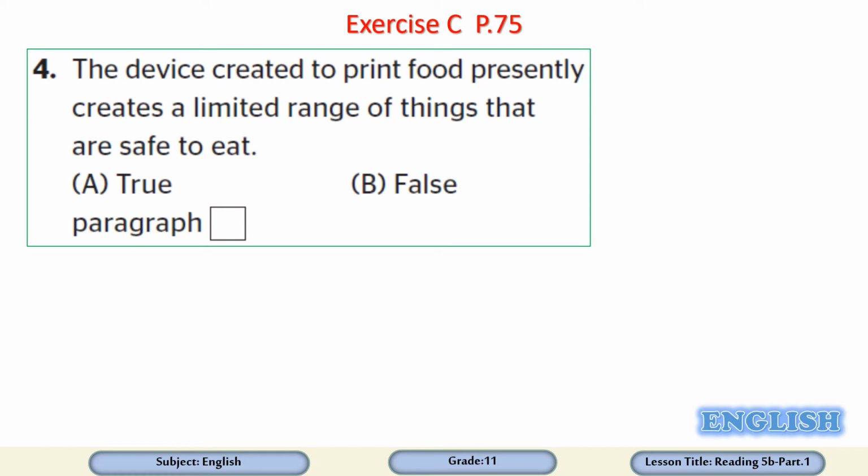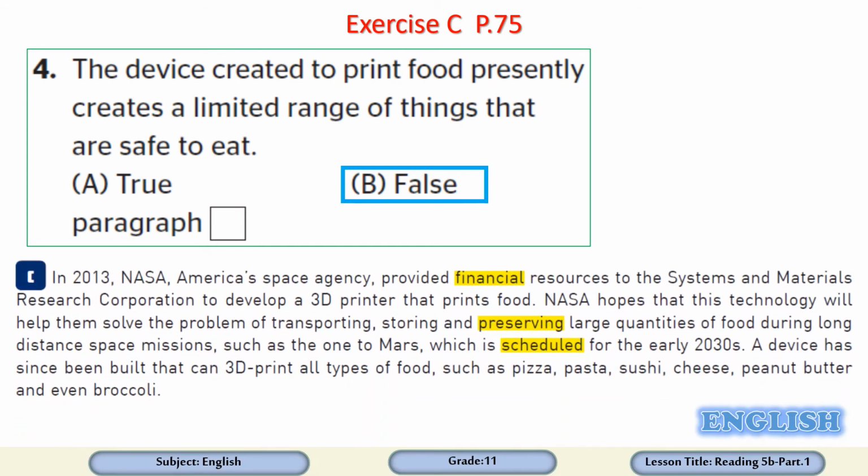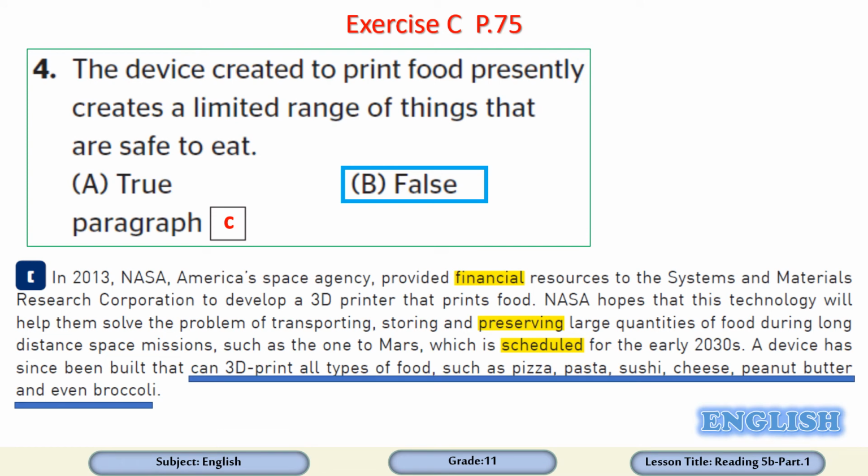Statement number 4 now. What's your answer? Yes, good. It's false. And the justification is in paragraph C. Very good. The paragraph says that 3D printers can print all types of food. The statement says limited range of things. So the information is not the same, and this makes the statement false.